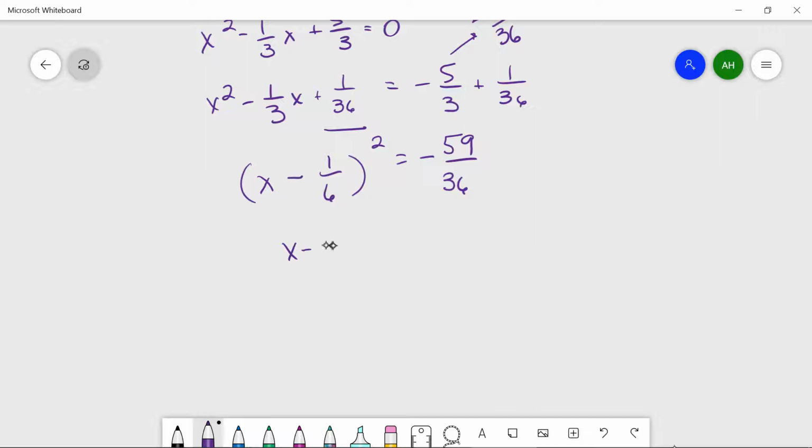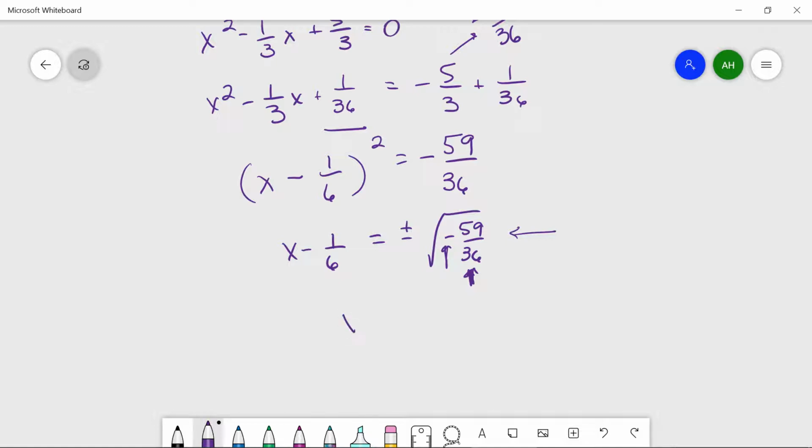All right, take the square root of both sides. I get x minus 1/6 equals plus or minus the square root of negative 59/36. Okay, we're going to have to deal with this stuff right here. We've got this 36 down here, a radical in the denominator we can't leave there, and we've got this negative sign we can't leave there.